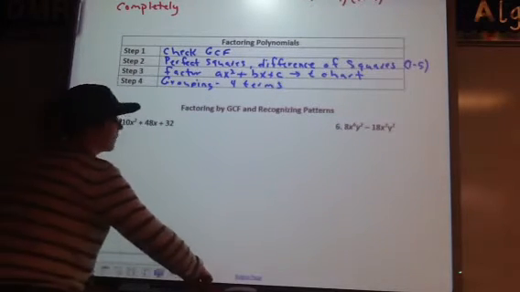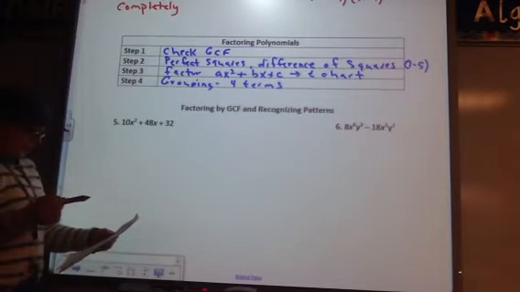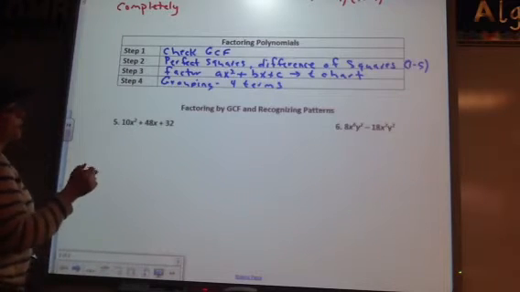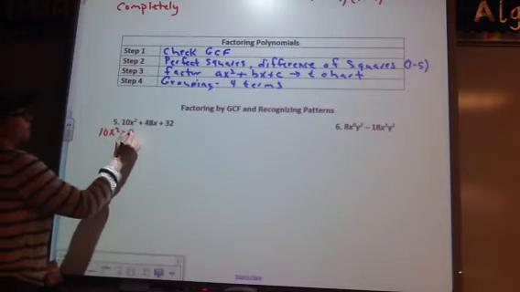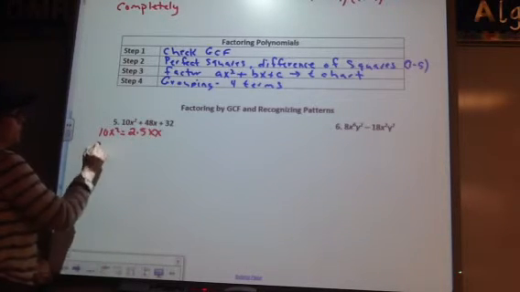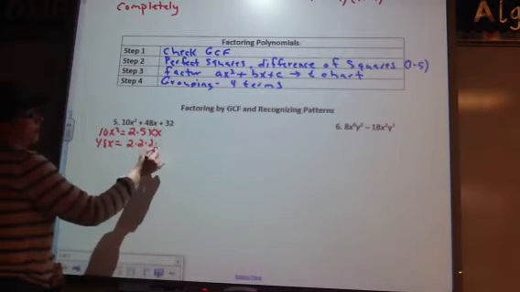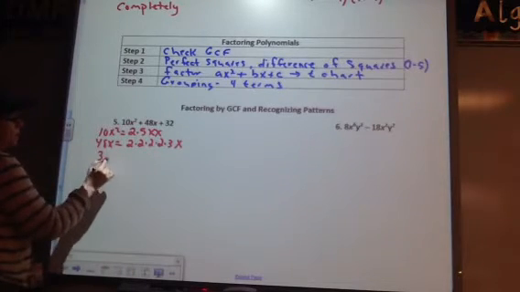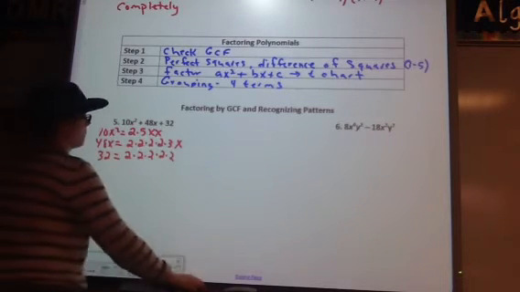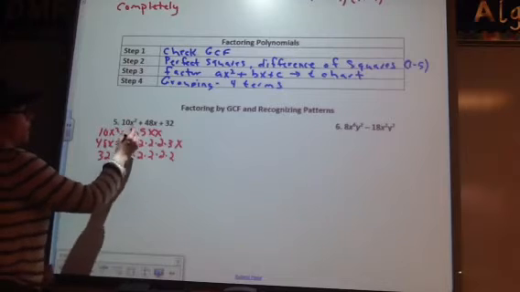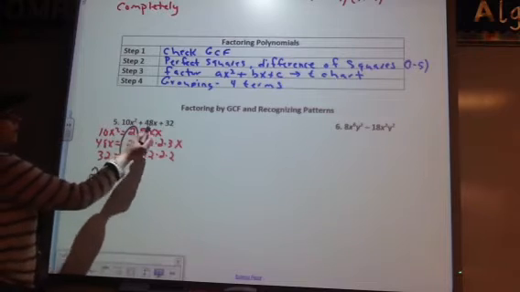All right, so let's look at number 5 here. Do we have a greatest common factor? Well, they all end in an even number, so I know that there's a 2, but let's make sure that it's only 2, all right? So let's factor out the 10x squared, the 48x, which is 8 times 6, and then the 32, which is 8 times 4. Okay, so what do they have in common? They only have 2 in common. So I'm going to pull out that 2, and what do I have left for this trinomial?